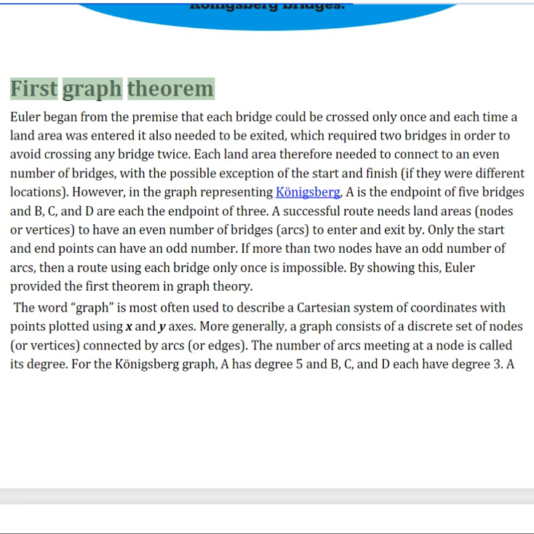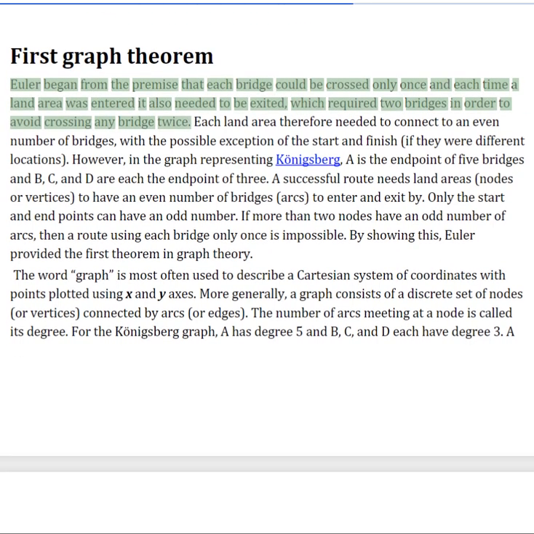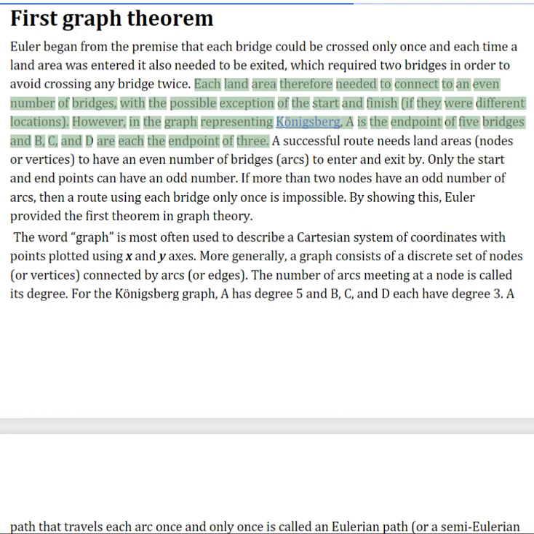First graph theorem. Euler began from the premise that each bridge could be crossed only once, and each time a land area was entered it also needed to be exited, which required 2 bridges in order to avoid crossing any bridge twice. Each land area therefore needed to connect to an even number of bridges, with the possible exception of the start and finish. However, in the graph representing Königsberg, A is the endpoint of 5 bridges and B, C, and D are each the endpoint of 3.